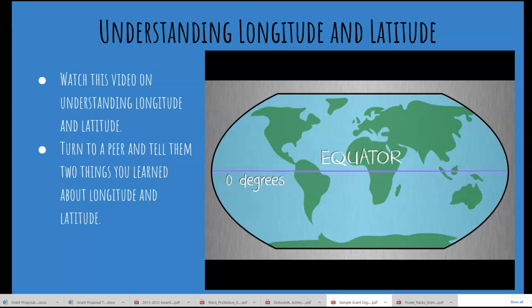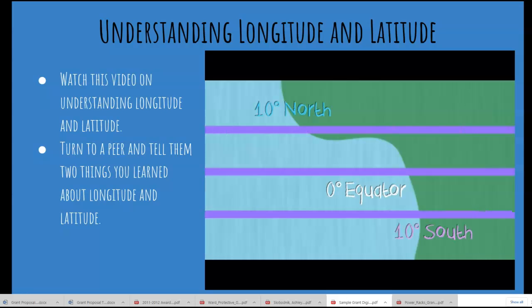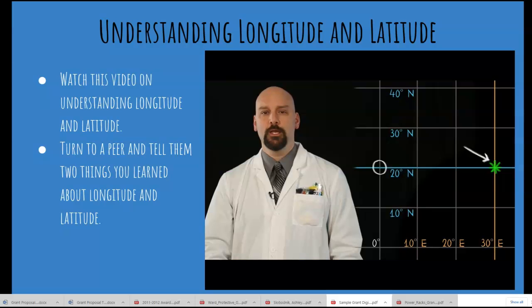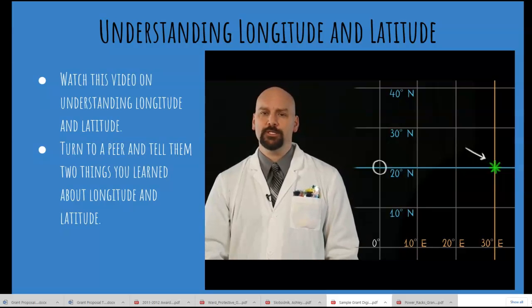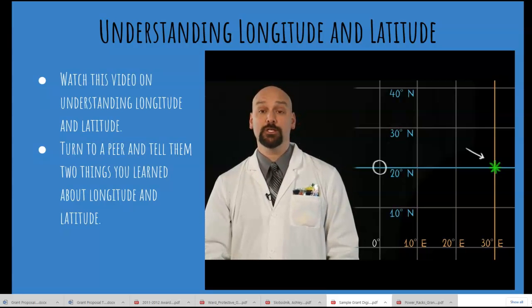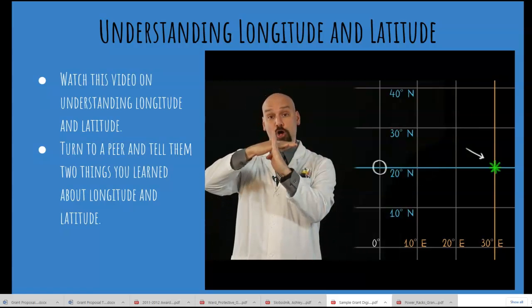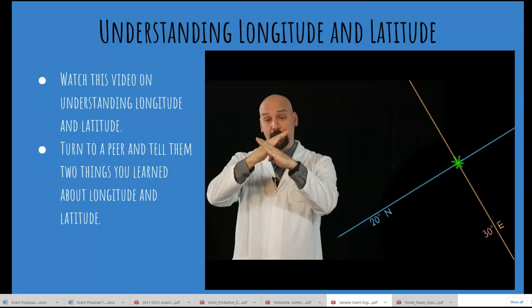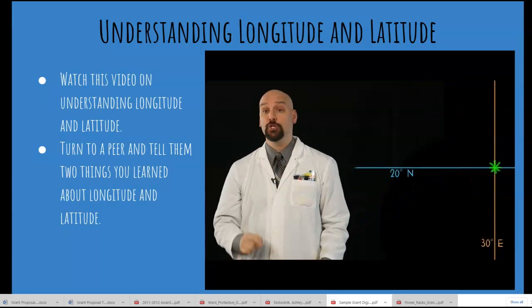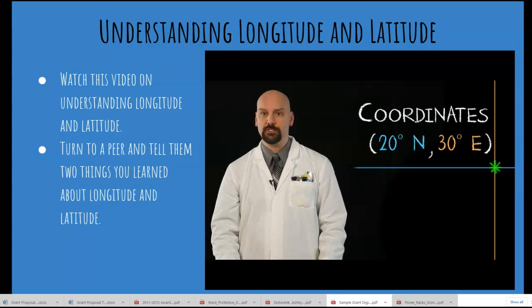Let's label these lines as we did before, starting with 0 degrees equator and going 10 degrees north and 10 degrees south, away from 0. Now, let's see where our point is. The latitude lines have intersected our longitude lines right at our point. Now we have two lines that cross, and X marks the spot. Our point is 20 degrees north and 30 degrees east. These two numbers are called coordinates.